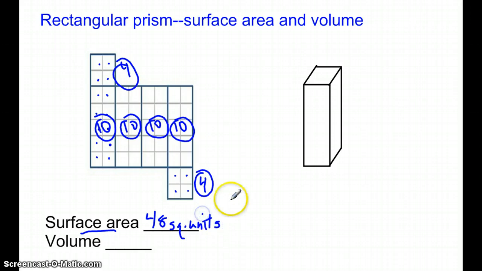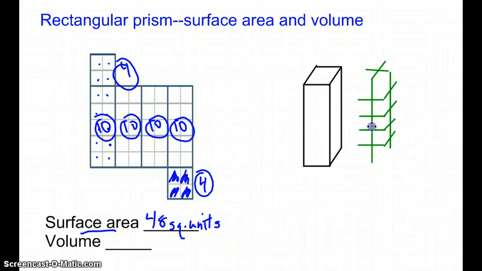Now, when we're considering volume, we use a different word. We use the word cube or cubic because we're talking about a three-dimensional object. We want to know how many cubes fit in this rectangular prism. How many cubes would fit into this rectangular prism? In a sense, we could figure this out by looking at the net. We have 4 units that are considered on the bottom.